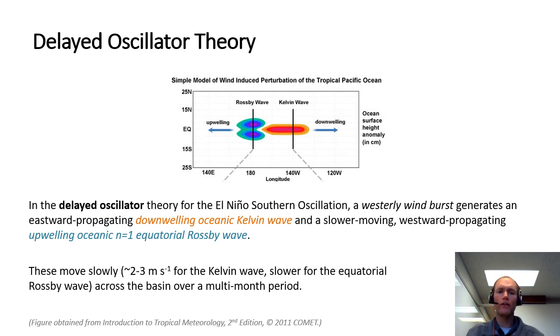So now we want to take a look at a dynamical theory known as the delayed oscillator theory that can help us understand the development of El Nino and its transition over to a La Nina event.